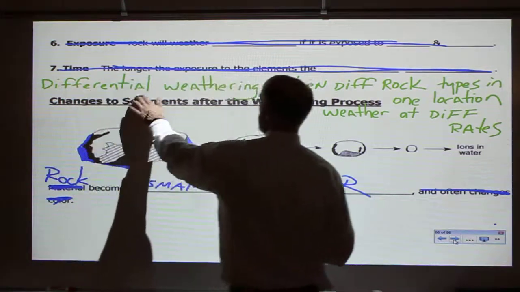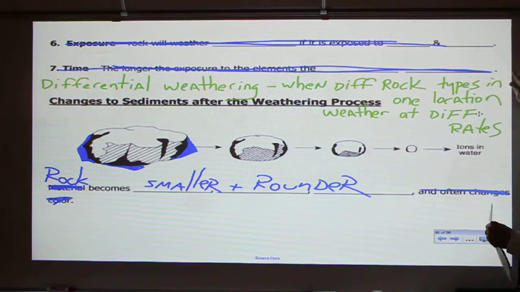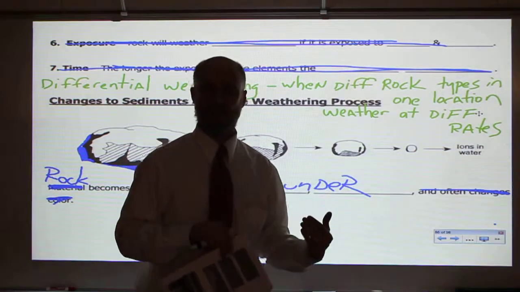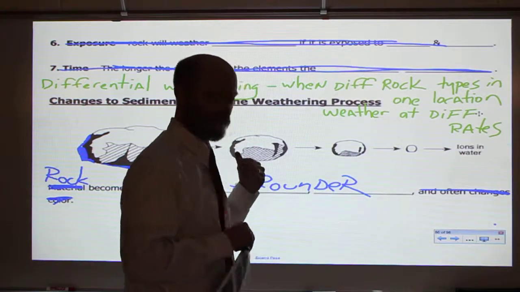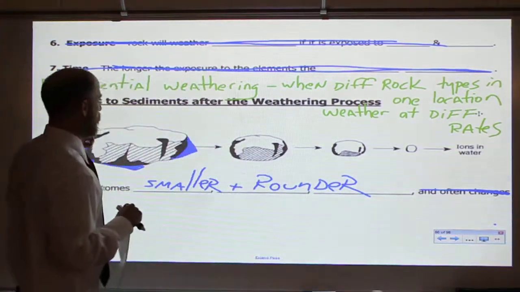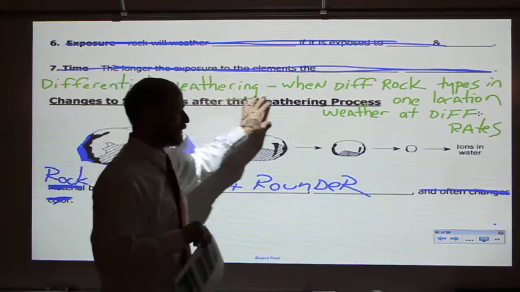Okay, you should have this down. Differential weathering is when different rock types in one location weather at different rates. We're going to see a lot of this throughout the rest of the year, what this means for us in the real world, what we see. And it changes the sediments after the weathering process.